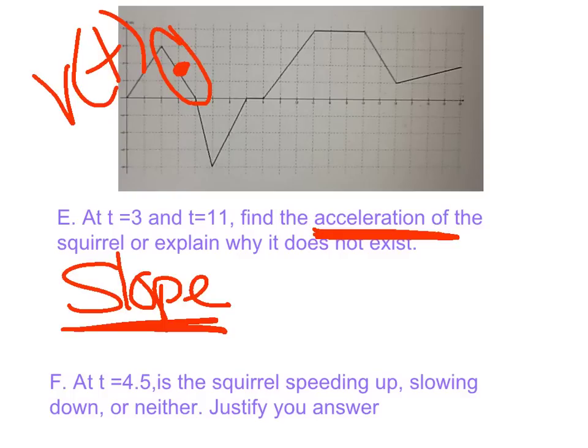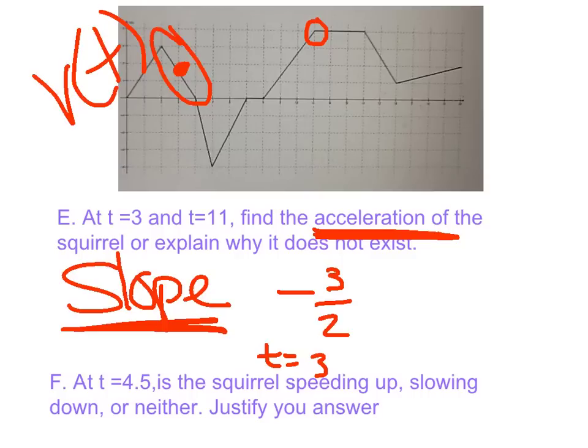And don't do anything more than counting rise over run. I would say it's definitely a negative slope. I'm going to go down 3 and over 2. So I would say negative 3 halves at t equals 3. And then I need the slope at 11. So again, I'm going to go here. I'm going to get my slope.